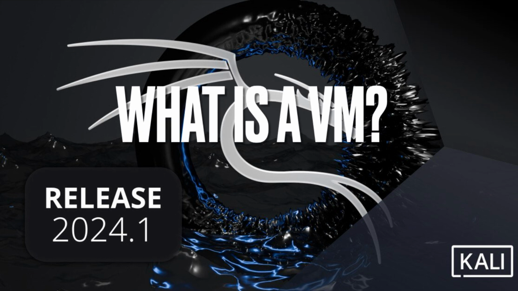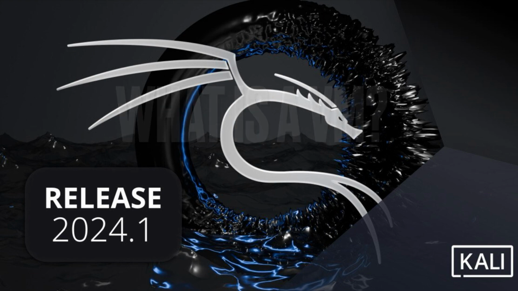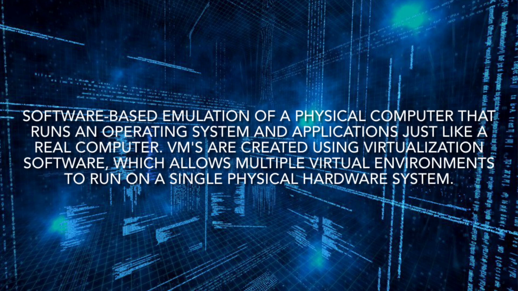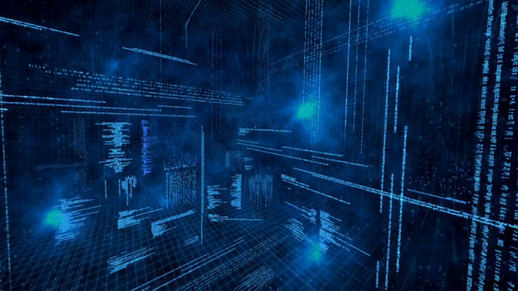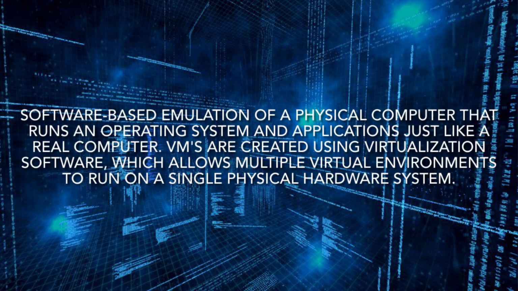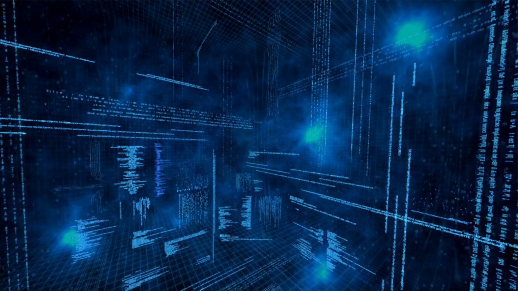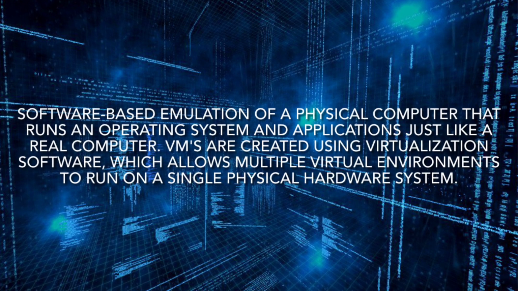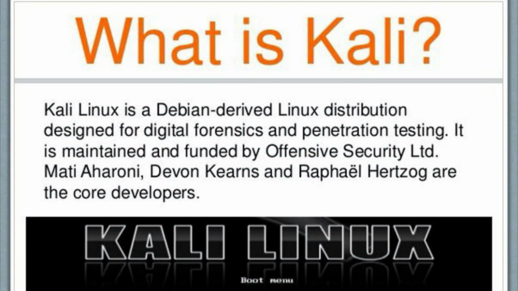First, what is a virtual machine or VM? A VM or virtual machine is a software-based emulation of a physical computer that runs an operating system and applications just like a real computer. It's created using virtualization software, which allows multiple virtual environments to run on a single physical hardware system.